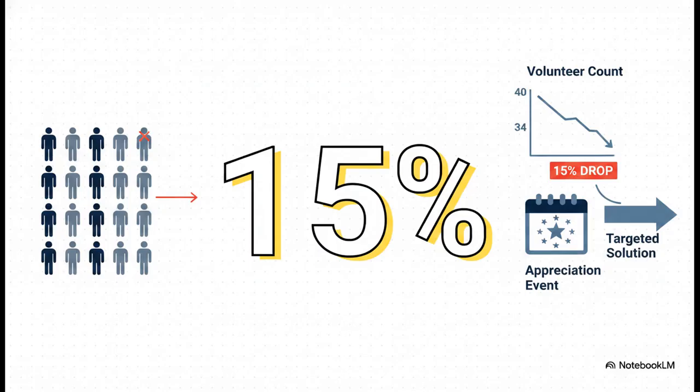And notice, they don't just wave their hands and say, "We lost some volunteers." They punch in with this exact number, a 15% drop-off rate, which equates to exactly 6 out of 40 people. By quantifying the bad news, it actually empowers the team to propose a highly specific, logical solution, which, in this particular report, was planning a targeted volunteer appreciation event. You simply can't fix a problem if you don't clearly define it first.